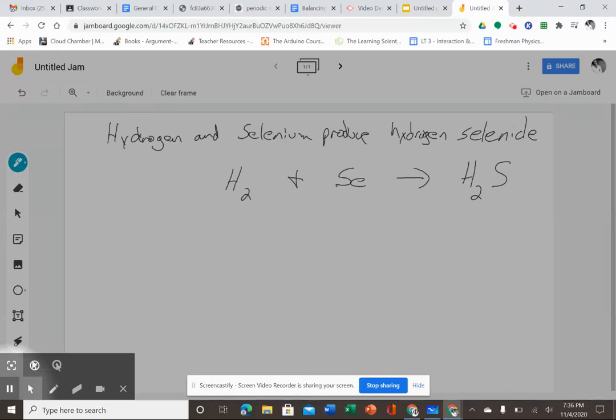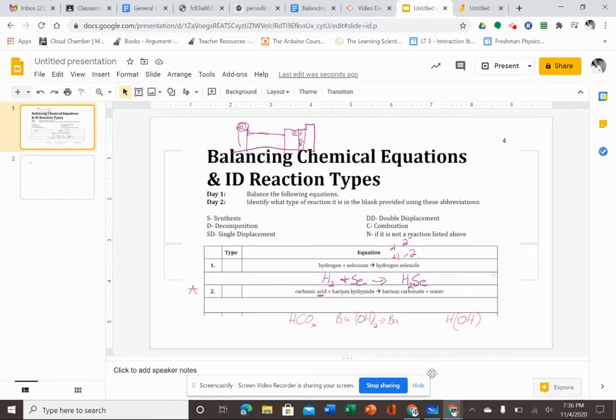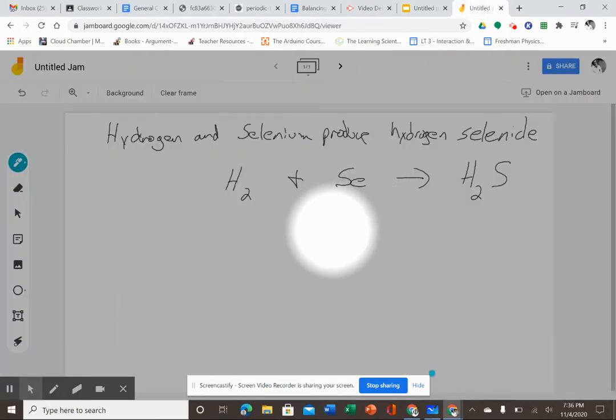Okay, so I am just going to look at balancing equations. Instead of showing it like this, I'm showing it over here, just trying to find a way to make things usable for drawing stuff out. So this is the equation that we came up with for the hydrogen and selenium producing hydrogen selenide.